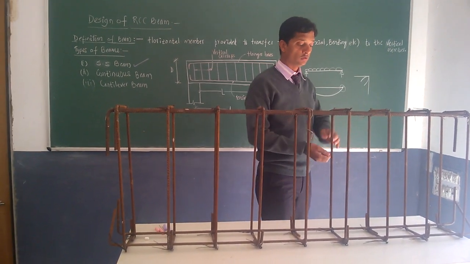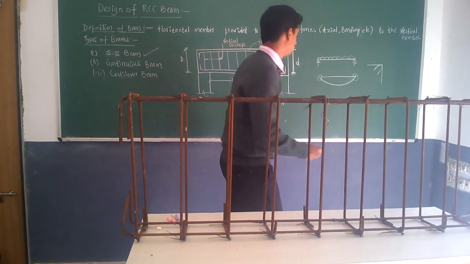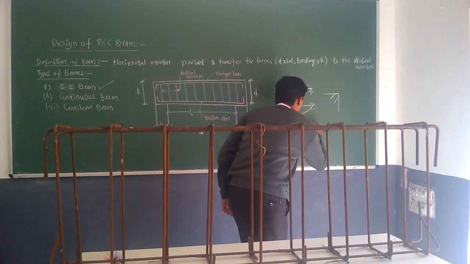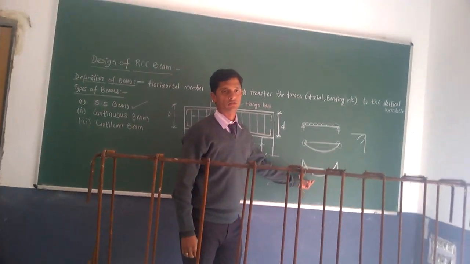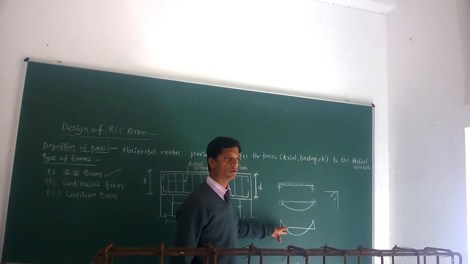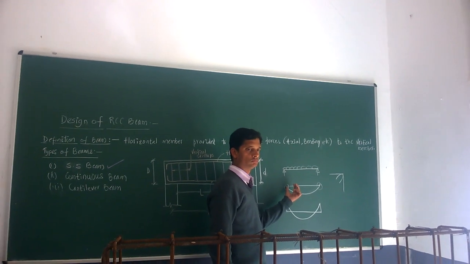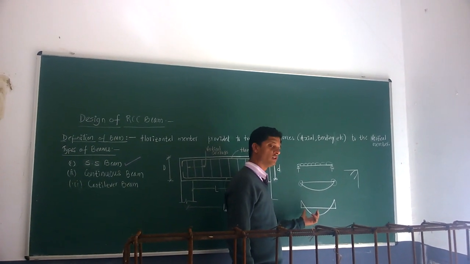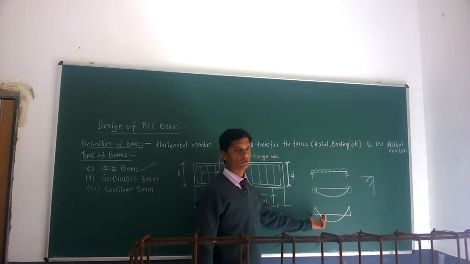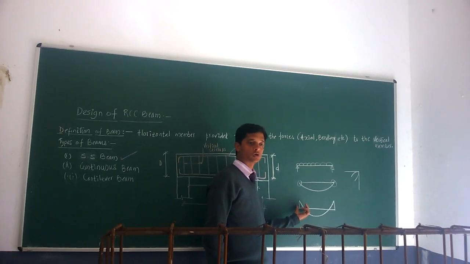Now, in case of fixed beam, if you see the nature of bending moment in fixed end beams, this is the nature of bending moment. Here, the difference between the simply supported beam and fixed beam is this: in case of simply supported beam, the bending moment at support is 0. But in case of fixed beam, because of fixity, some moment is attracted from the mid span towards the support.